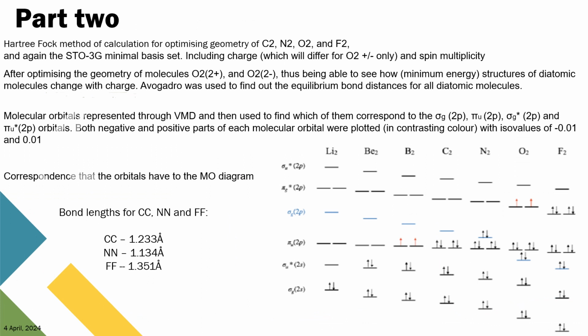In the second part of this experiment, we once again use the Hartree-Fock method of calculation, but this time for calculating the geometry of diatomic molecules in the second period. We once again use the STO-3G minimal basis set, but this time we may have to alter some charges and multiplicities. We were then able to represent the molecular orbitals through VMD and find which orbitals corresponded to some of the orbitals shown below in the molecular orbital diagram.